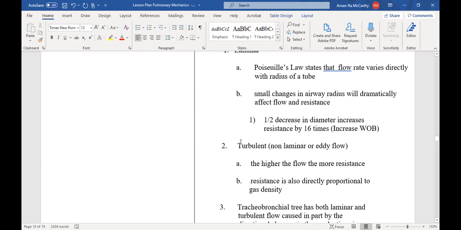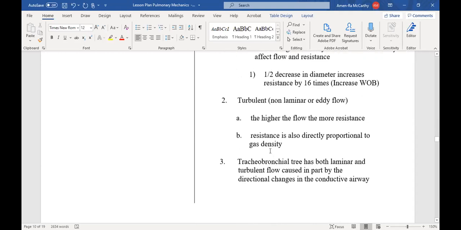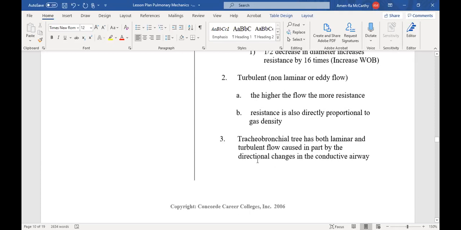All right. Don't worry about the gas density one. That's not that important. Look at number 3. Number 3 said the tracheobronchial tree that we have learned so much about has both laminar and turbulent flow caused in part by the directional changes in the conductive airway, right? Because it changes. It goes from the trachea, then turns right and left in the main stem bronchus, and then it branches off into the bronchi, bronchioles, and all of that, right? All that turning and tossing causes it to be turbulent in some places and smooth in some places, okay?